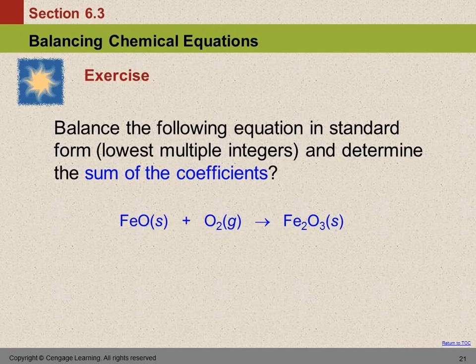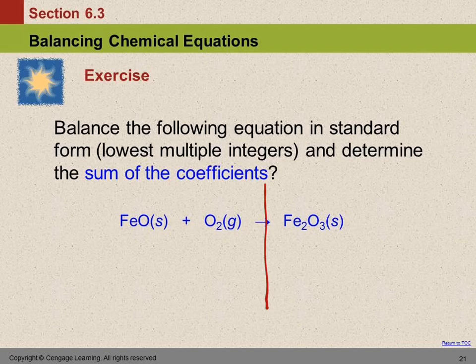So one way to approach this, and when you're first starting out, you're going to have to write a lot of stuff down to get all of this straight. And then once you start to see how it works, you can sometimes just go to balancing it without writing stuff down. But for now, we're going to write stuff down. So draw a line like this and separate the products from the reactants. And then look at what elements do I have there.